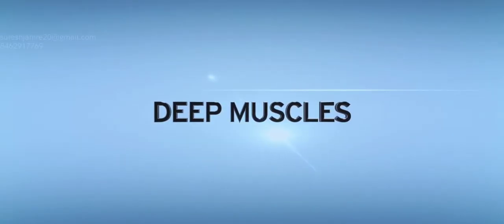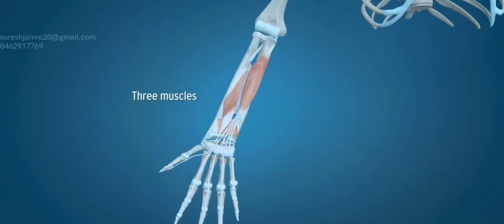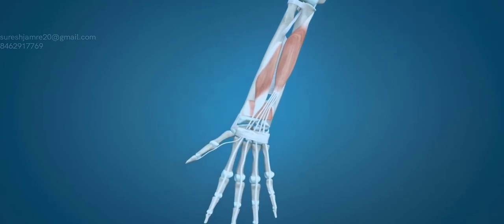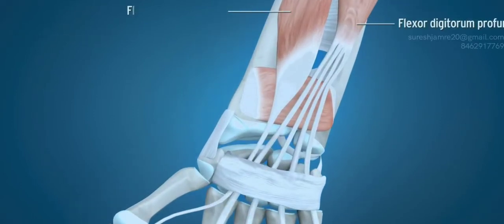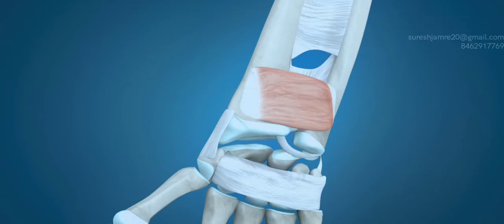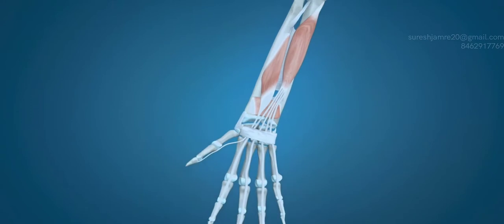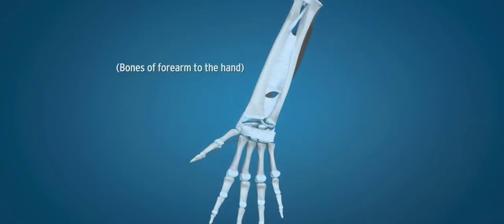Deep muscles. There are three muscles in the anterior compartment of the forearm, namely flexor digitorum profundus, flexor pollicis longus, and pronator quadratus. These muscles extend from the bones of the forearm to the hand.